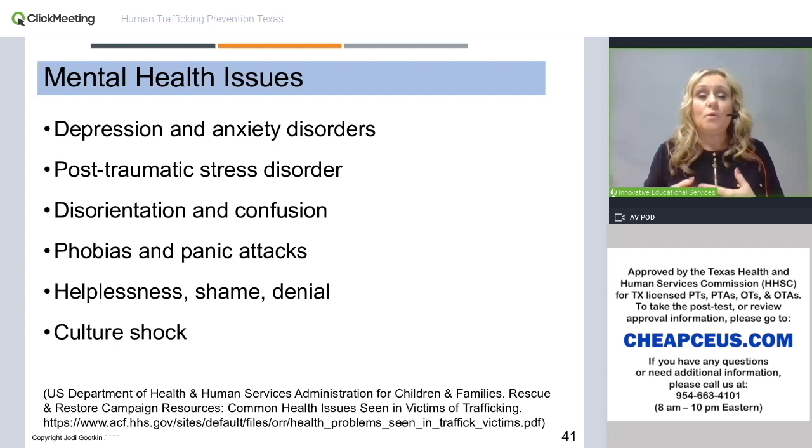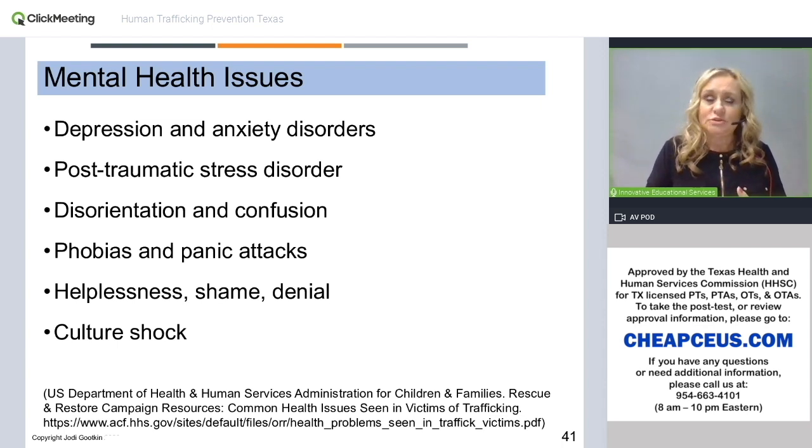We need to know, because of all this, when the person is interacting with us, we may not have a typical response to our attempts to engage them. So we can't make generalizations about how we expect the individual to react. We just need to know that their coping strategies are going to vary, and they will need services to help them develop those strategies. Culture shock is another consideration.